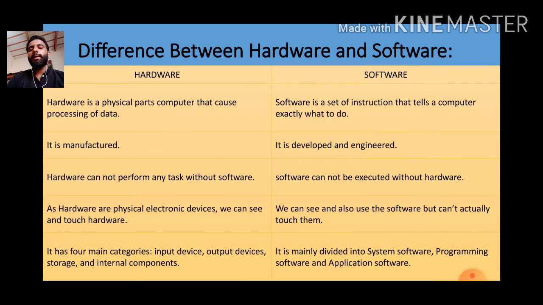Hardware is manufactured, and on the other hand, software is developed and engineered. Hardware cannot perform any task without software, but software cannot be executed without hardware. Hardware consists of physical electronic devices we can see and touch, but software we can see and also use, but can't actually touch. Hardware has four main categories: input device, output device, storage, and internal components. On the other hand, software is mainly divided into system software, programming software, and application software.